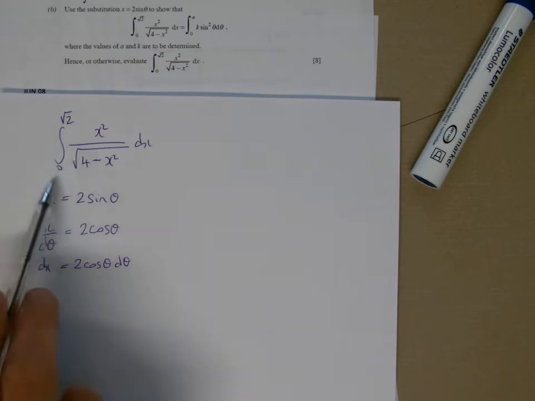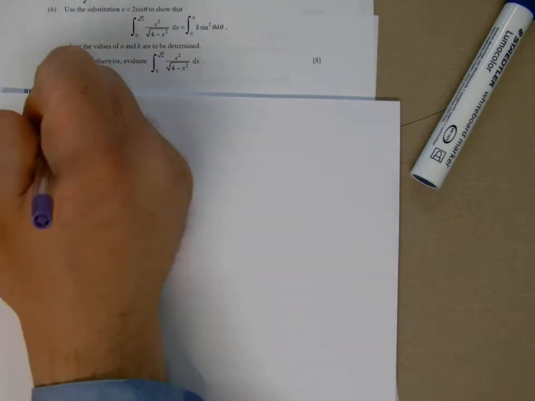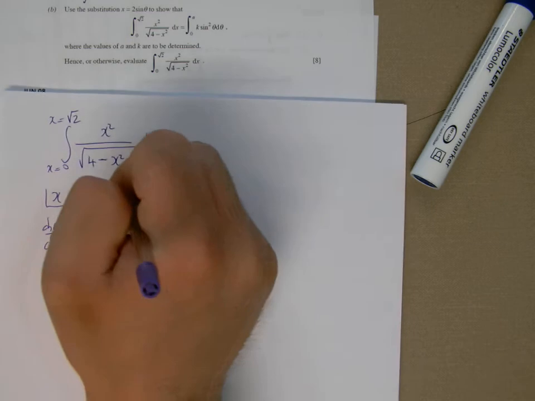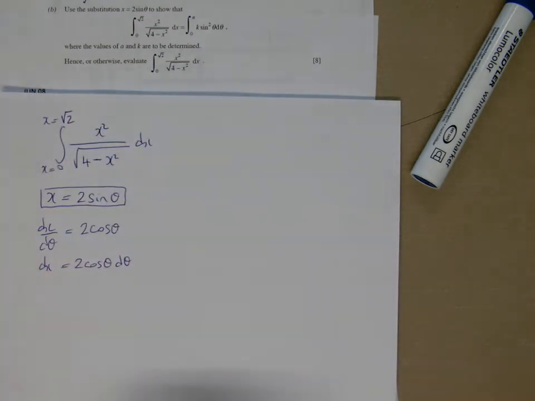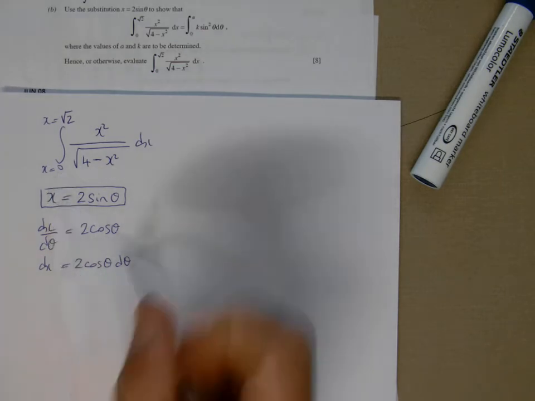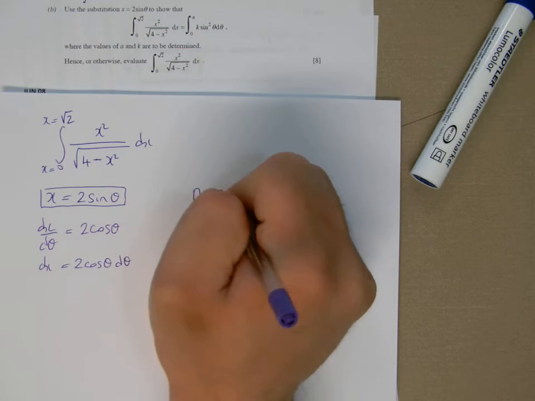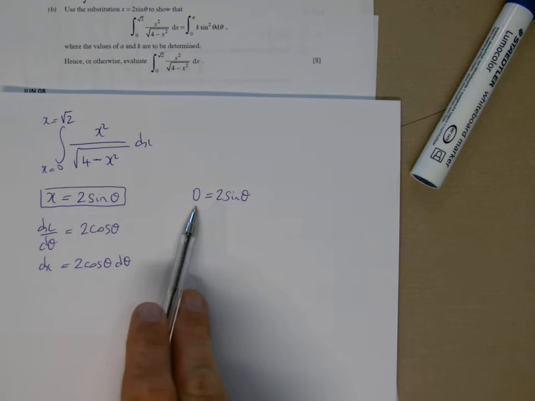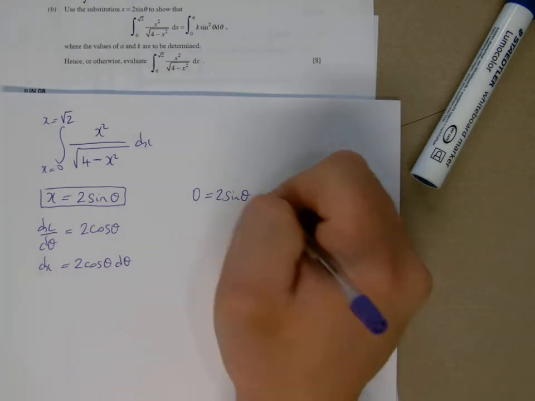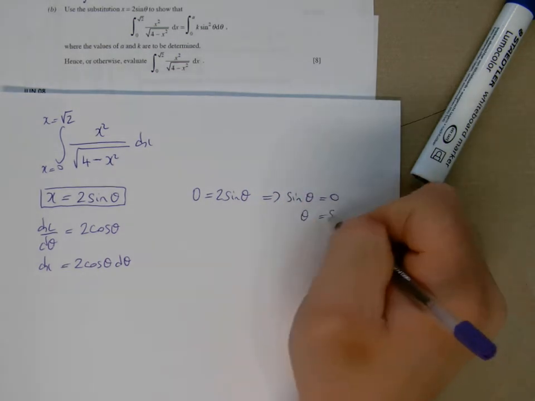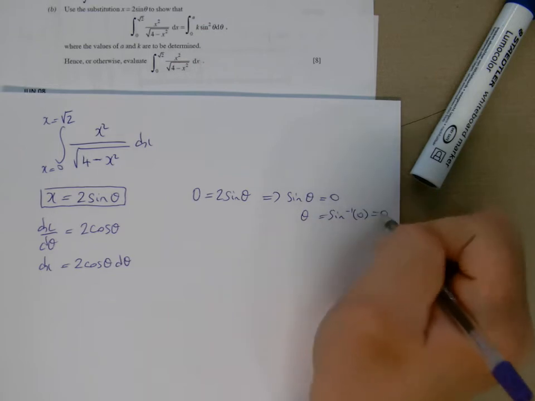Remember, these limits are in terms of x, so that's x equals 0, and x equals root 2, because all of this integral is in terms of x. So I need to get what those values are in terms of theta. If I put it into my substitution, I should be able to work out the limits. So if x is 0, I put 0 here, so 0 equals 2 sine theta. Take the 2 over and divide, and 0 divided by 2 is 0. So that implies sine theta is just 0. And to get theta, you do sine to the minus 1 of 0, which is just 0.